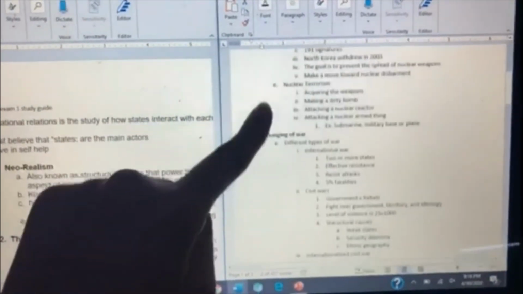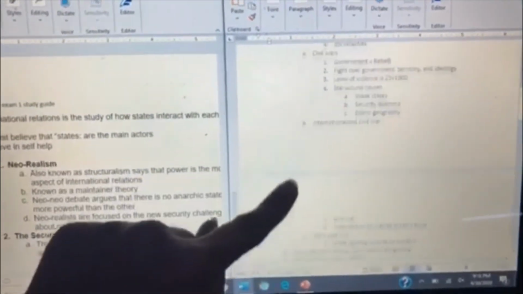But these are how you should set up your study guides for Political Science 240.